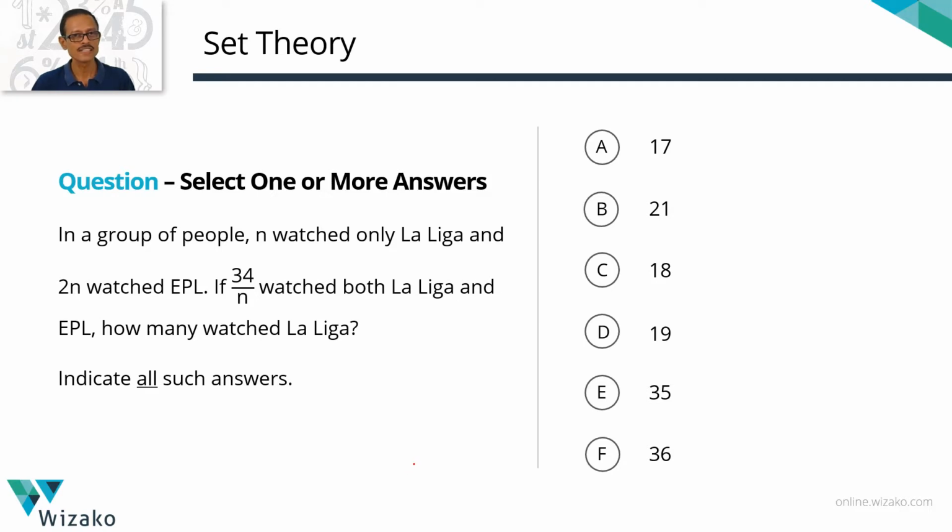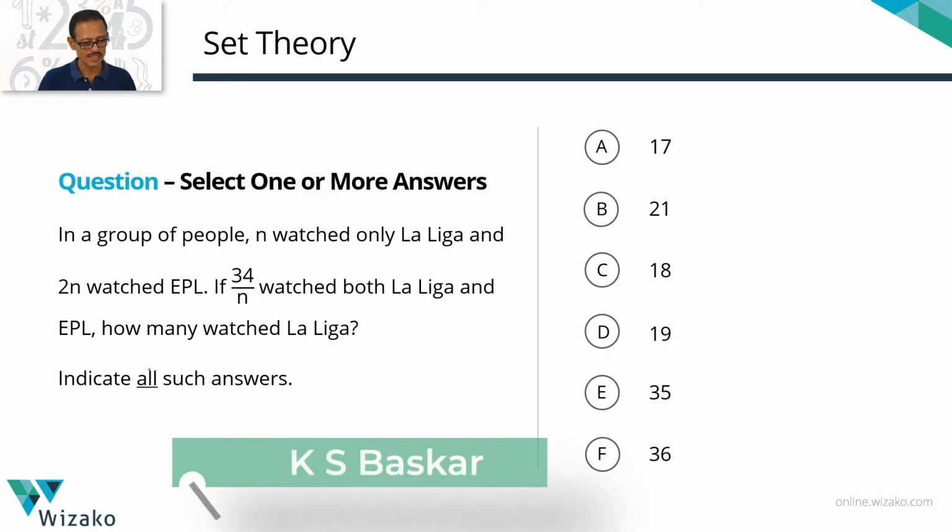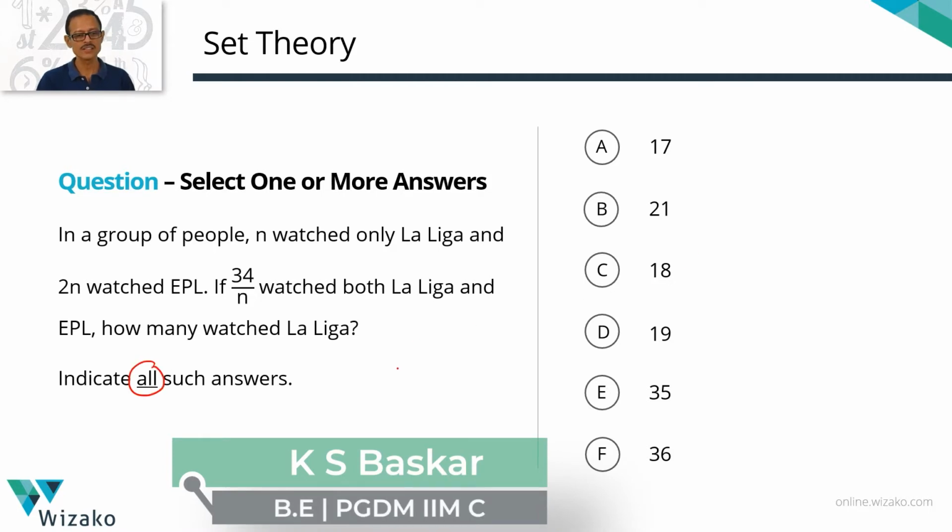This is a GRE quantitative reasoning sample question. This GRE practice question is of the format select one or more answers from the topic set theory. Also includes some elementary concepts of number properties, particularly factors and divisibility. This question is of select one or more answers, which essentially means that we'll have to indicate all possible answers which could be answered to the question asked.